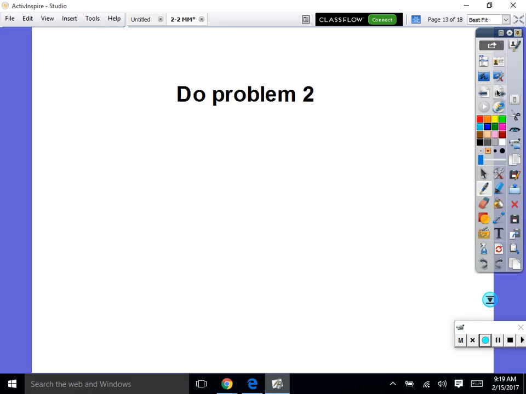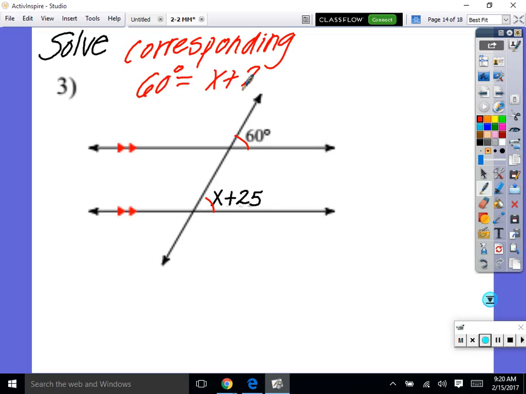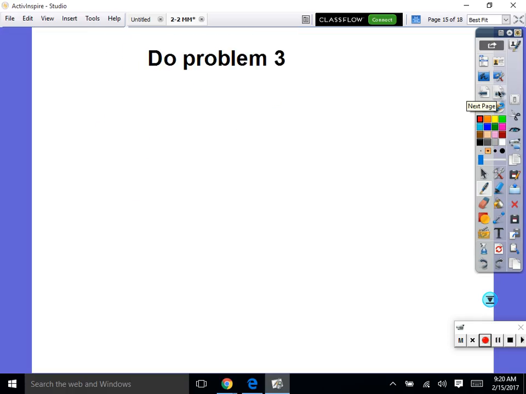Okay, let's do number 2. Go for it. I said to you solve this, we have to set up a true statement. What kind of angles are these? Anyone remember the correct word? You're so good. Corresponding. That means they're the same thing, right? They're equal. So 60 degrees equals x plus 25. Now use algebra to solve for x. Subtract 25. So we have 35 degrees equals x, or 35. I don't care. But maybe we should write degrees in there. Okay, do problem 3, go for it.